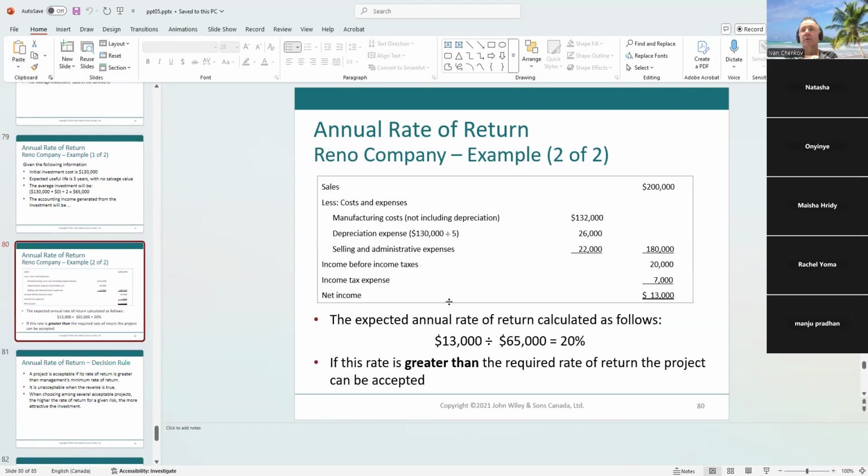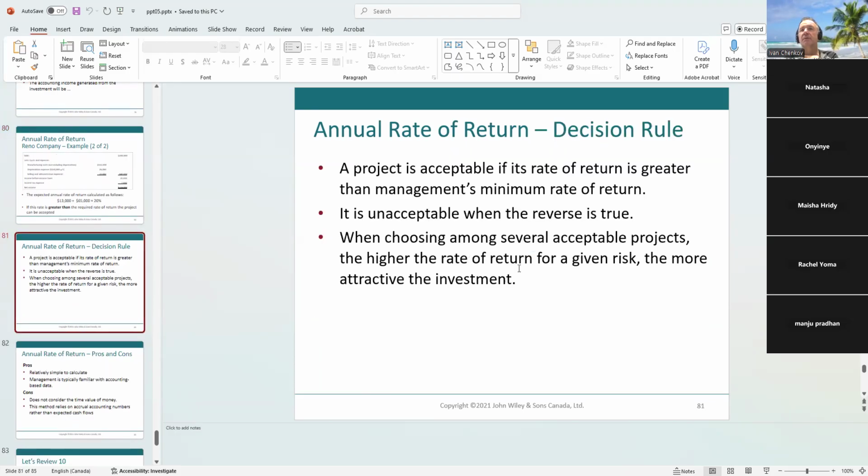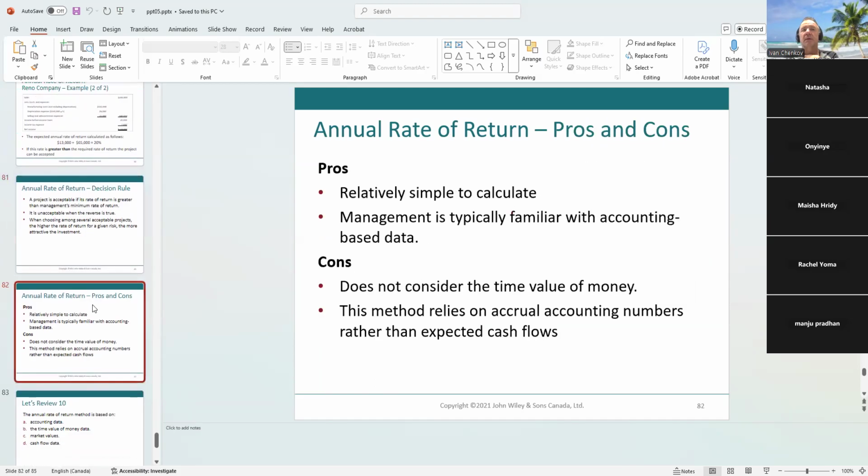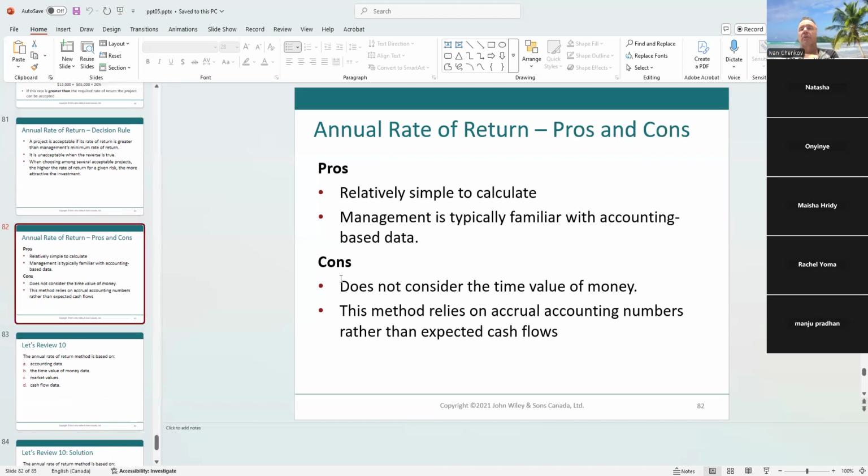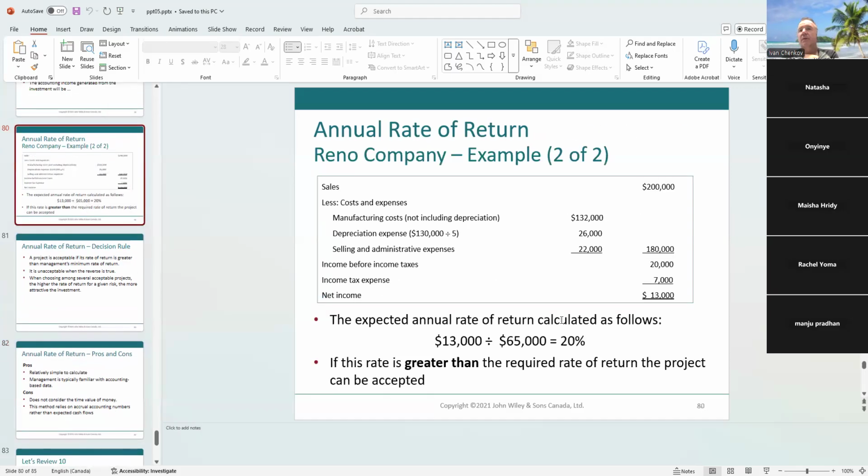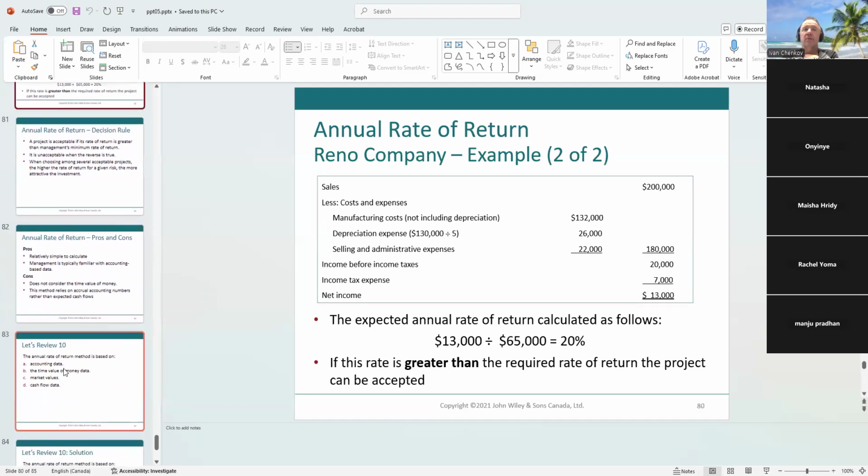Then we're going to check the accounting income. Once we get the accounting income divided by the average investment, you're going to get some percentage. Now the question is, how accurate is this percentage? Is it acceptable or not? It is simple to calculate, and management is more likely to be familiar with accounting information, but its accuracy is questionable. The argument against this method is that it doesn't consider the time value of money, and you can manipulate the accounting data, so you can get whatever you want, not what actually is.